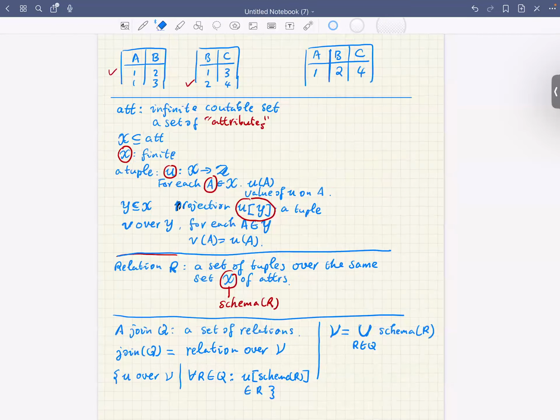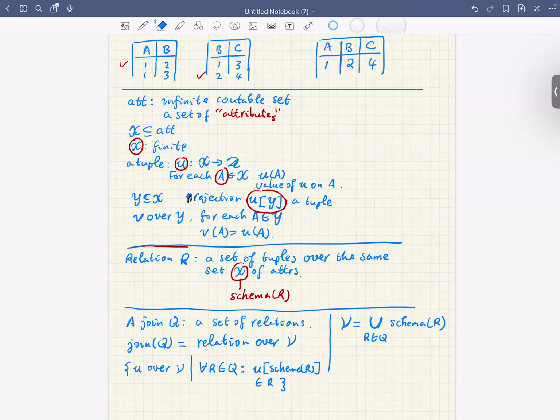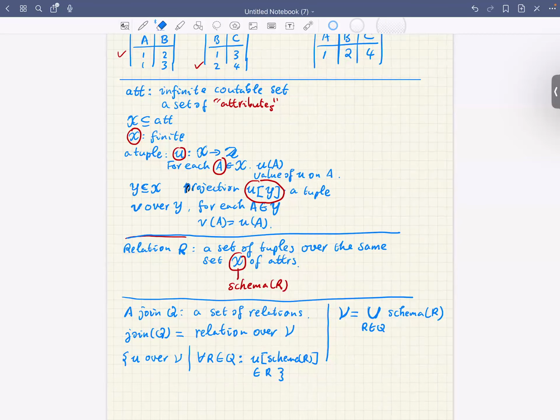So now everybody understands what a join is. So I can tell you the join problem is simple, right? The join problem is simply that I give you a join, as I define here, and then I ask you to compute the join result, Q.